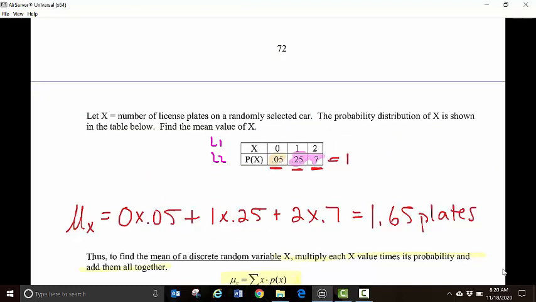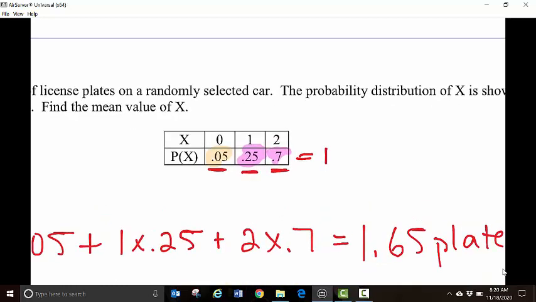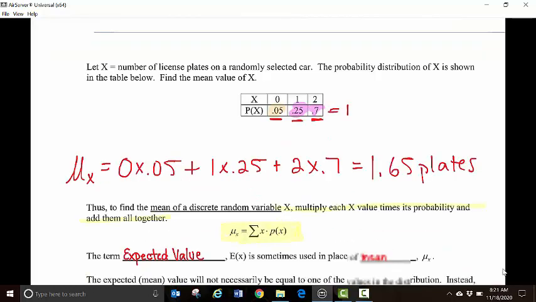So let x equal the number of license plates on a randomly selected car. The probability distribution of x is shown in a table below. How do I know it's a probability distribution? Because they all add up to 1. Because it has to be every possible outcome to be the full distribution. What this is saying is if I randomly pick a car, there's a 5% chance it won't have a license plate. There's a 25% chance it'll just have 1 license plate, and a 70% chance it'll have 2. I want to know the average.